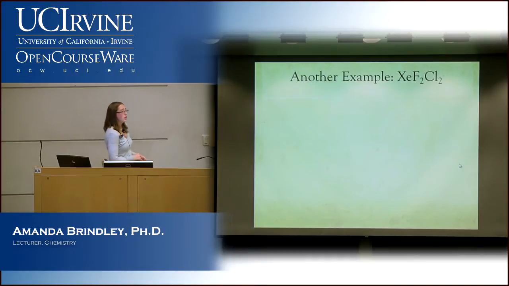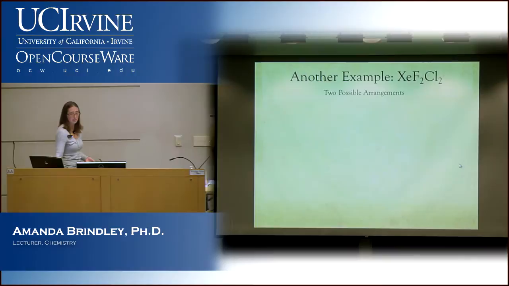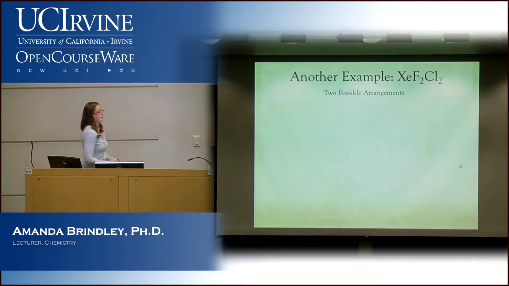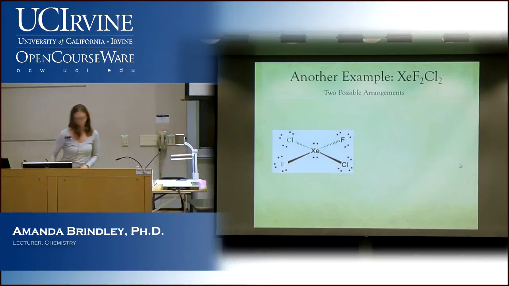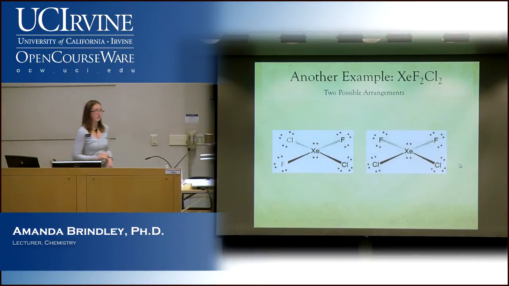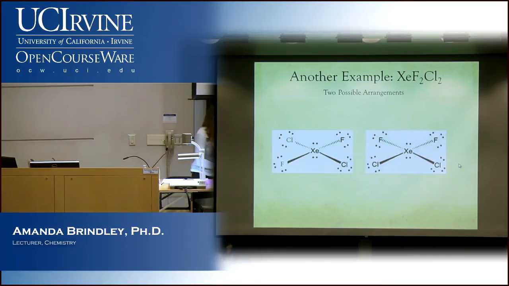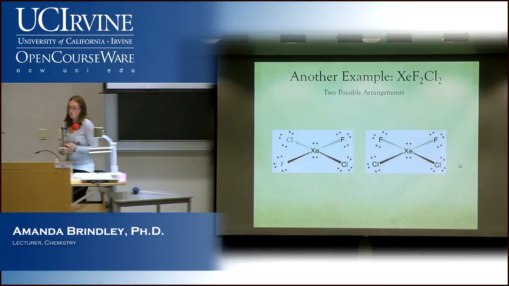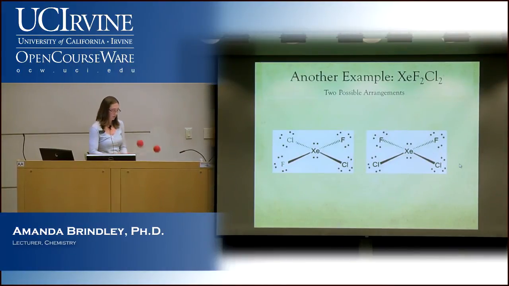XeF2Cl2. So this is one we haven't drawn out yet. When we go to draw this, there's a couple of different arrangements. We could have it like this, or we can have it like this. Okay? Now, what are the differences between those? Look at them closely. One arrow means that it's coming out at you. The other means that it's going into the board. So you need to picture these to be able to see what's going on. I'm going to draw them out for you, or build them for you rather.